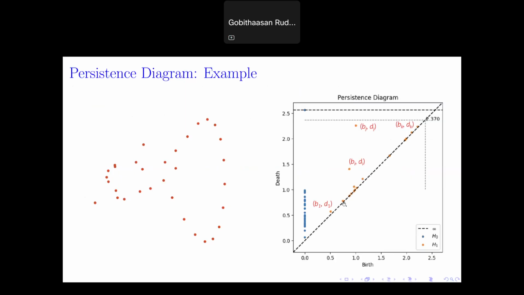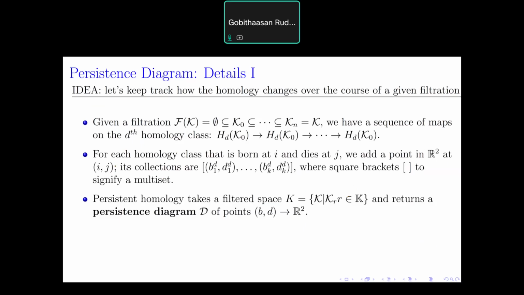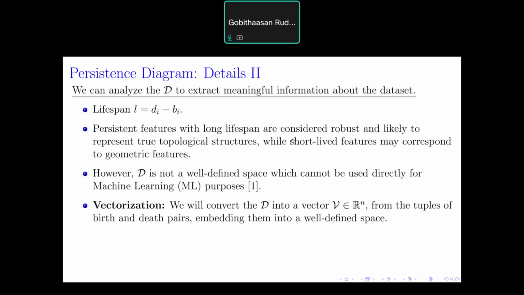Whereas the ones close to the diagonal line, a collection of them, represents the curvature of the point cloud actually. It is not noise. We cannot say this is useless, but we can in fact use that for machine learning as well. What this statement says is that features with long lifespan are considered robust, whereas short lifespans represent geometric features.